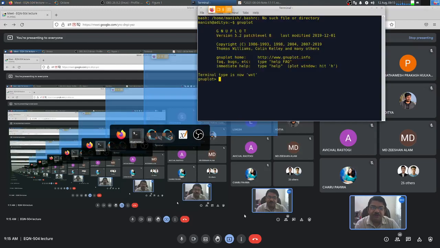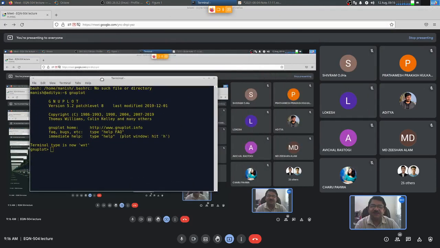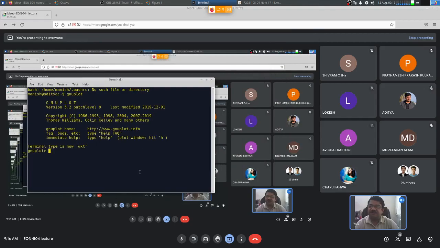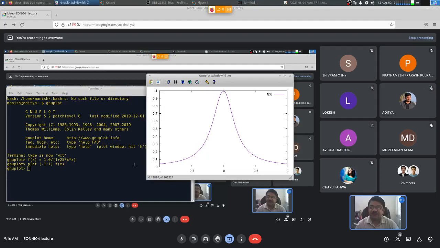okay, this makes life a little easier. You can have GNU plot, and I can define the function f(x) equal to 1.0 divided by 1 plus 25 multiplied by x multiplied by x. And then I can plot in the range minus 1 to plus 1 f of x. There you go.